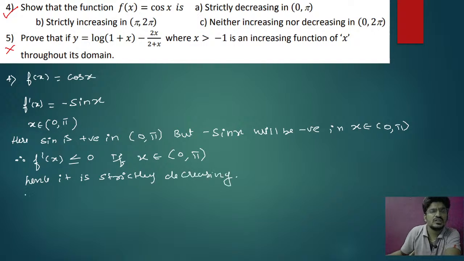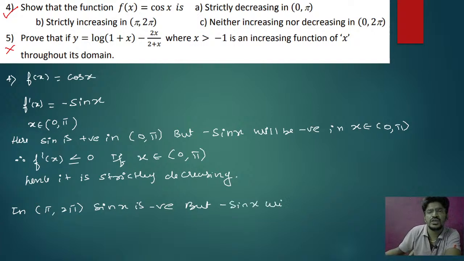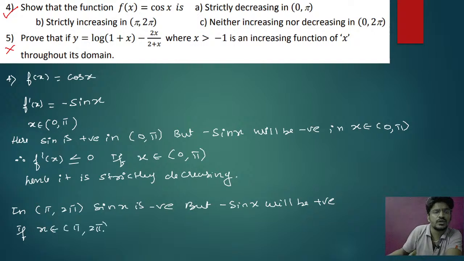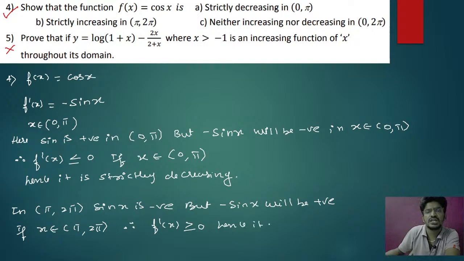Okay. On the same way, you can just see in pi to 2 pi. In pi to 2 pi, sin x is negative. But minus of sin x will be positive if x belongs to pi comma 2 pi. Therefore f dash of x is greater than or equal to 0. Hence it is strictly increasing.